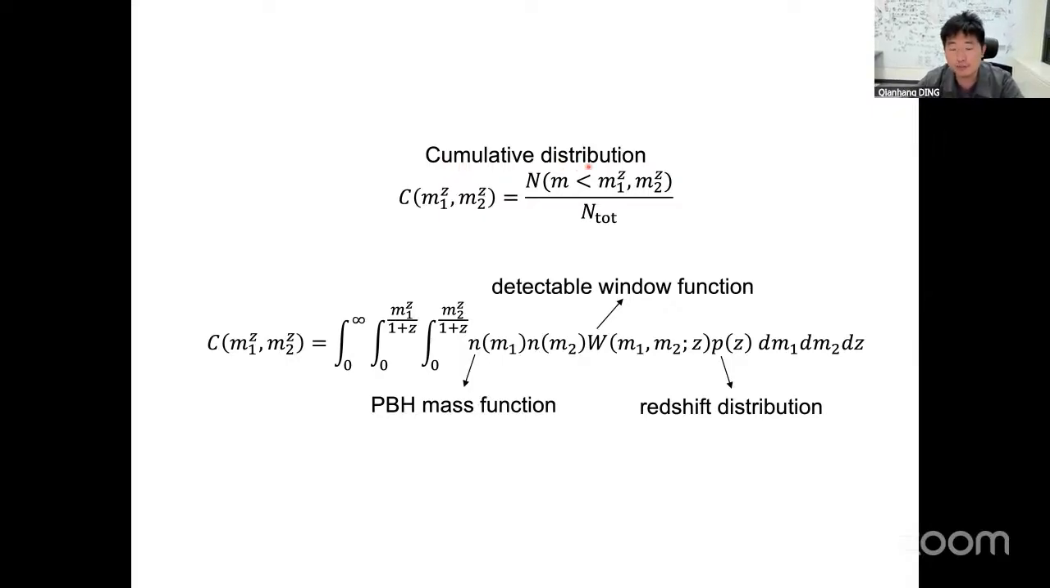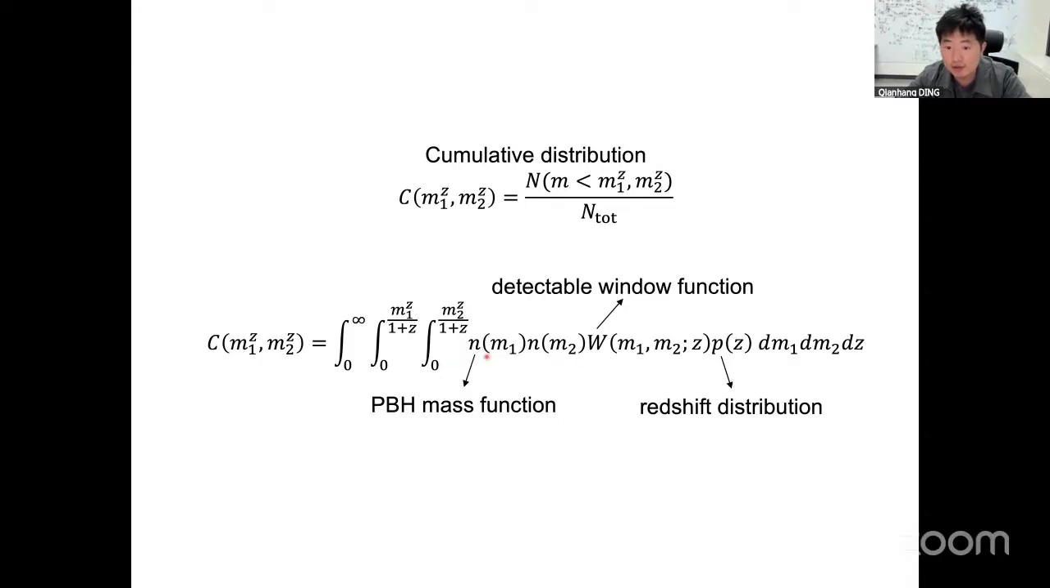The cumulative distribution is defined as follows: if we want to know the cumulative distribution at this coordinate, it is defined as the number of PBH binaries with their redshifted mass smaller than these two quantities, divided by the total PBH binary number. And this cumulative distribution can be calculated via a triple integration over the PBH mass function here.